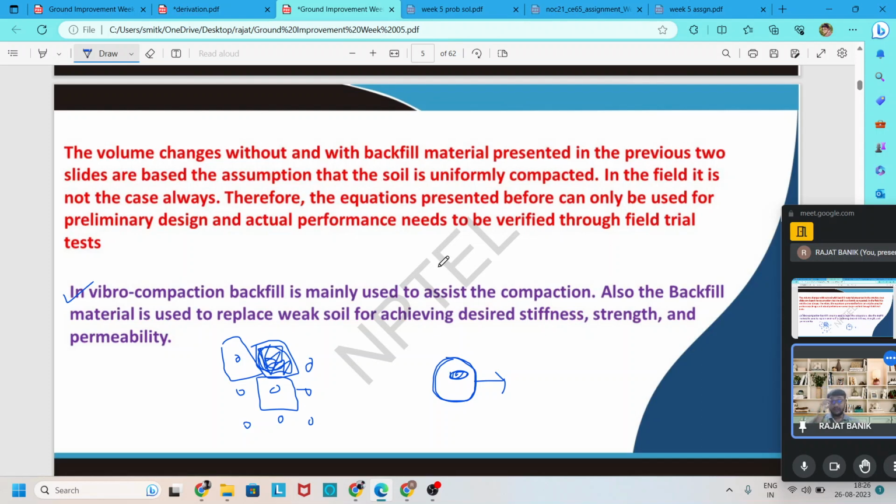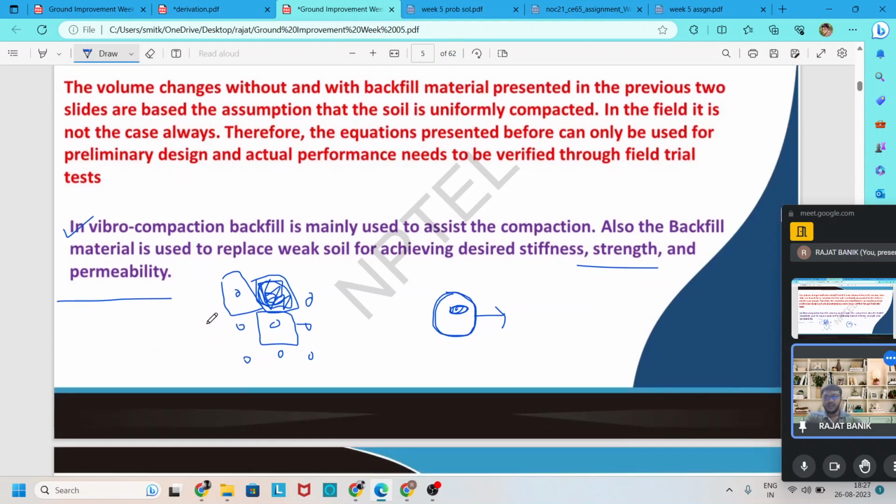During this backfill replacement, to achieve more compaction or the desired value, we replace this backfill material with higher stiffness, strength, and permeable soil, so that we can improve our ground further also. So similar things happen like that.